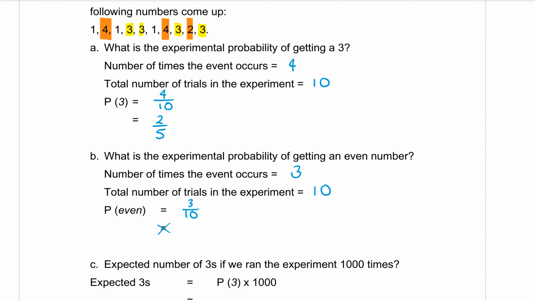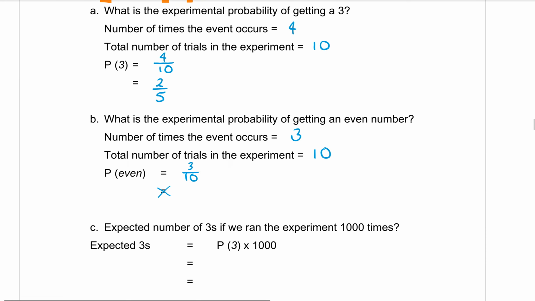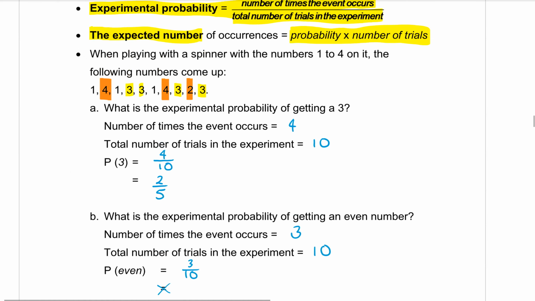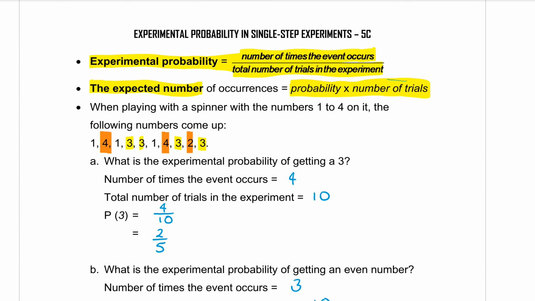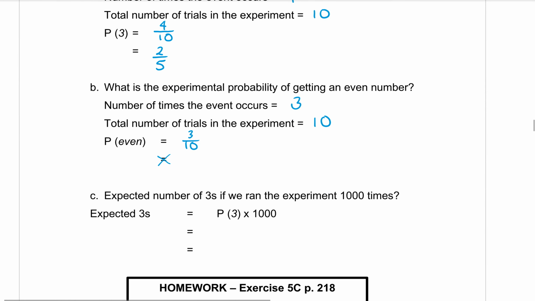Part C, we want the expected number of 3s if we ran the experiment 1,000 times. So remember this formula that we had up the top here, the expected number is the probability times the number of trials. So that's written here for you. The expected number of 3s means that I want the probability of 3 times by the number of trials, which in this case was 1,000.